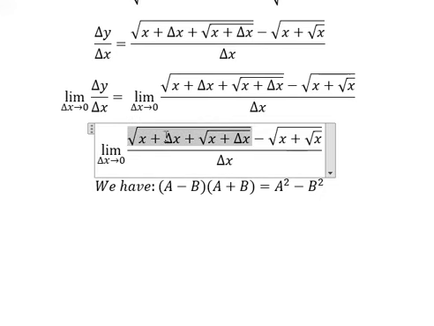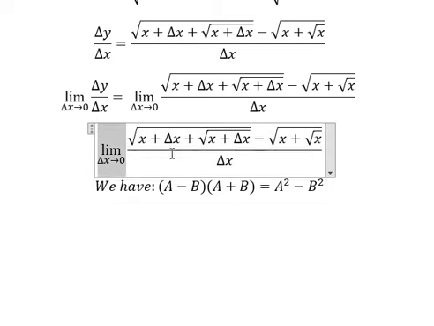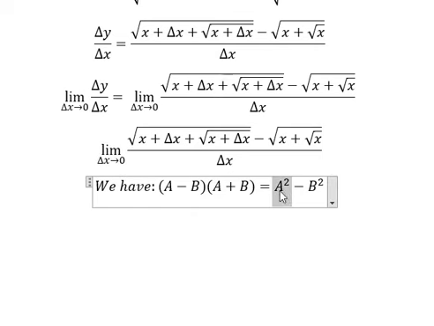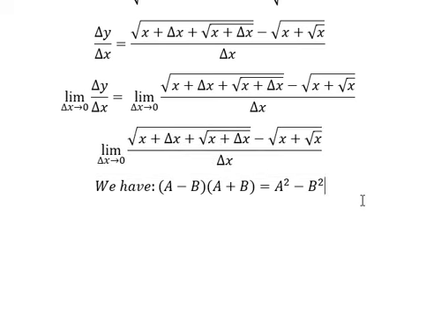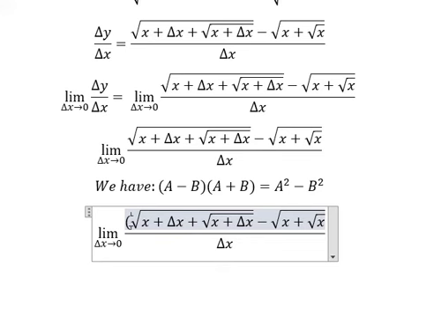So, this is A, this is B. To create A squared minus B squared, we need to multiply by A plus B on the numerator and denominator. Because I want to cancel the square root, that's why we need to have the power 2 in here. So we need to multiply on the numerator and denominator.